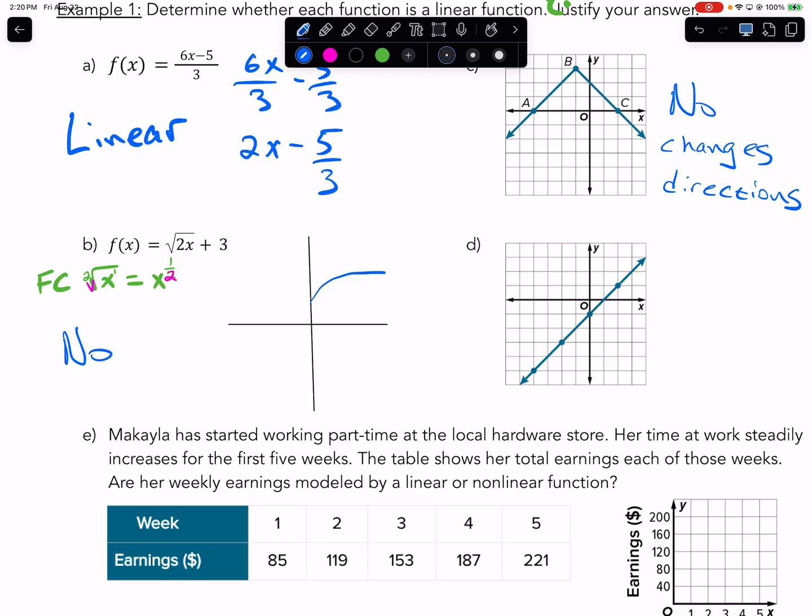D, linear? Yes, it's a straight line, right? Looks like a line, linear. Looks like a line.